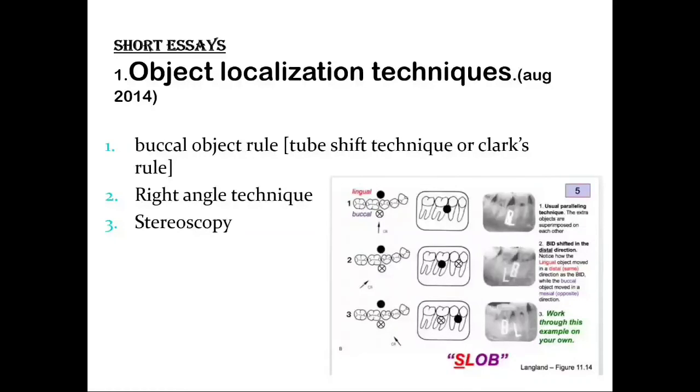Next is the right angle technique. In this, you take two projections placed at right angles to each other to localize the object in the maxilla or the mandible. One radiograph is the periapical radiograph, to show the position of the object supero-inferiorly and antero-posteriorly. Next you take the occlusal radiograph, which shows the object's buccolingual and antero-posterior relationship. Then you compare the periapical radiograph with the occlusal radiograph so as to localize the object in a three-dimensional way. That is the right angle technique.